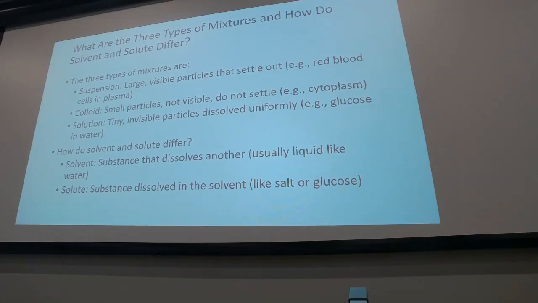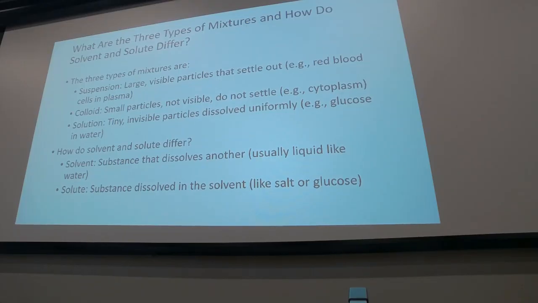So examples of suspensions: blood as well. It's a mixture. You have the red blood cells in plasma. In the case of colloid, we have the cytoplasm or milk. The proteins of milk are medium size or small size, and they will be suspended in water. In the case of glucose solution, well, glucose gets dissolved into water.